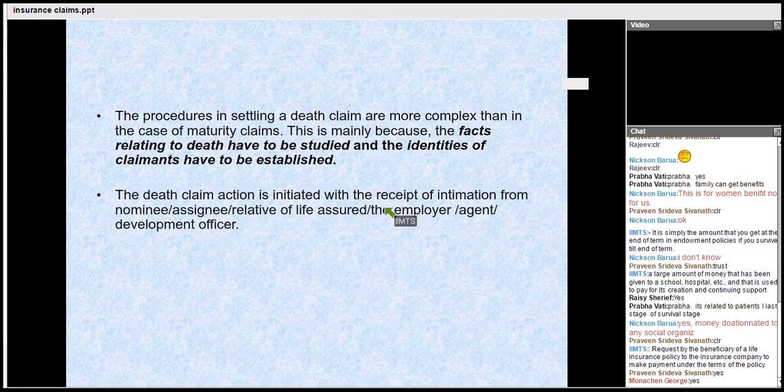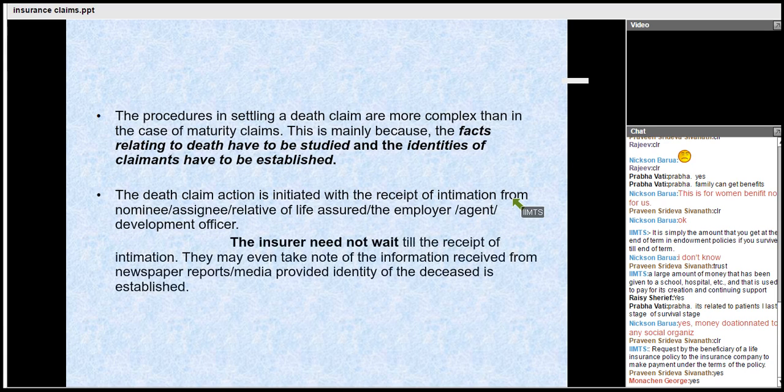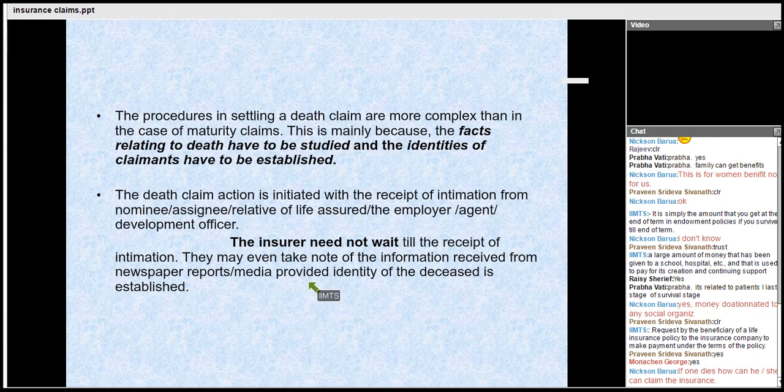The death claim action is initiated with the intimation from nominee, assignee, relative of life assured, employer, agent, or development officer. The insurer need not wait till the receipt of intimation. They may even take note of the information received from newspaper reports and media, provided the identity of the deceased is established.